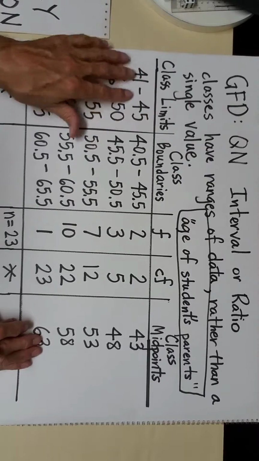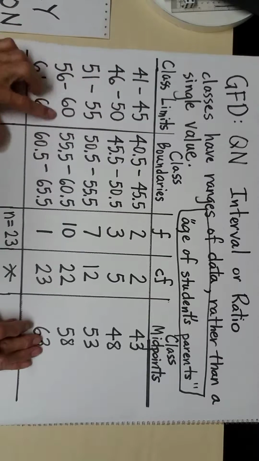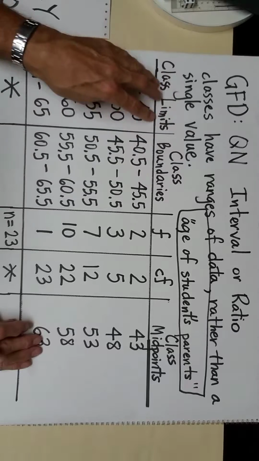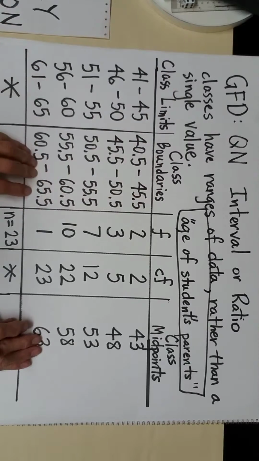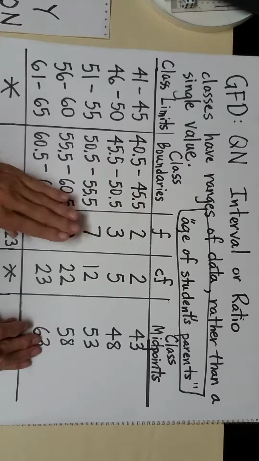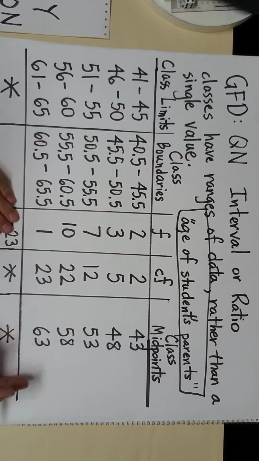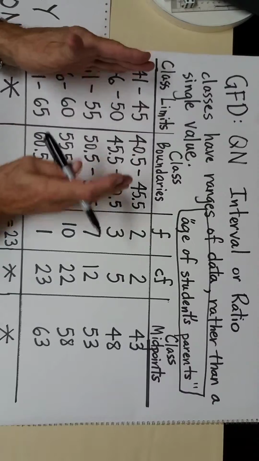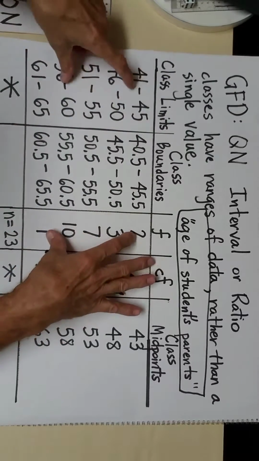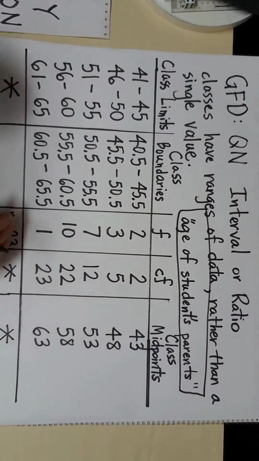You have class limits with ranges of values. Those ranges of limits create ranges for class boundaries, low and high. You have frequencies, cumulative frequencies, and midpoints. We're going to focus on where these two columns come from.